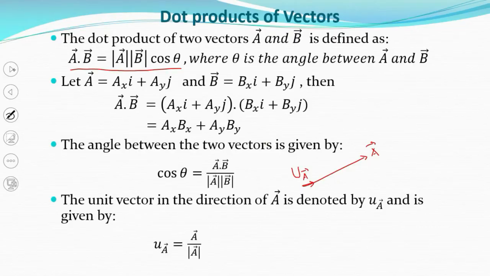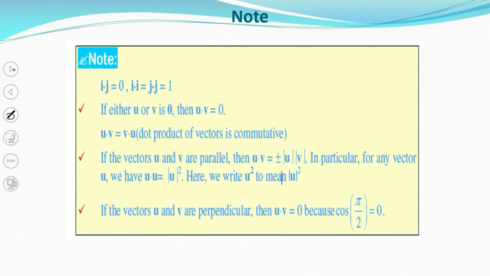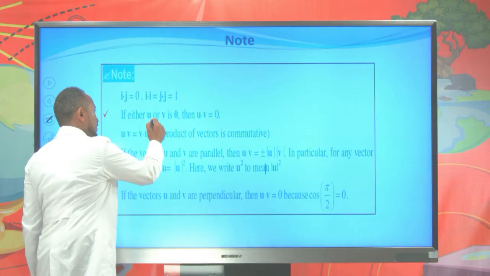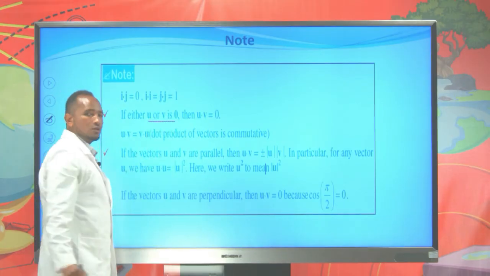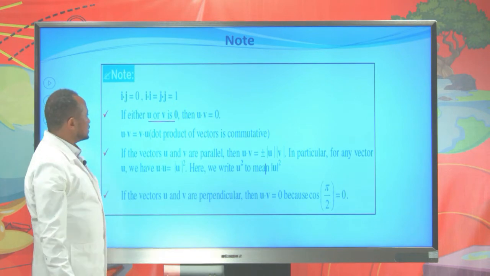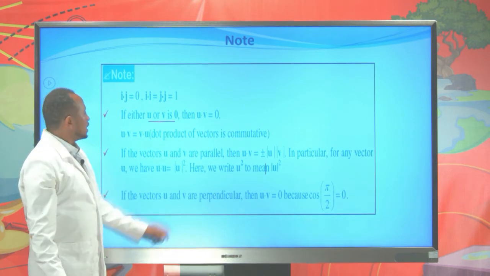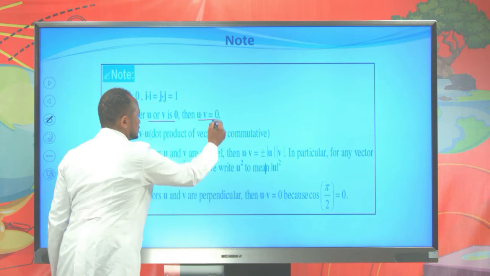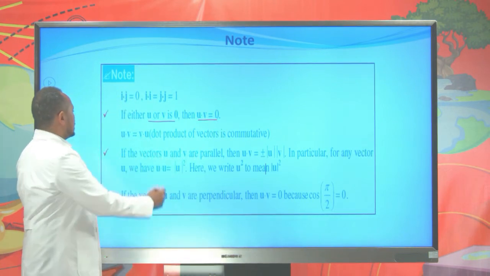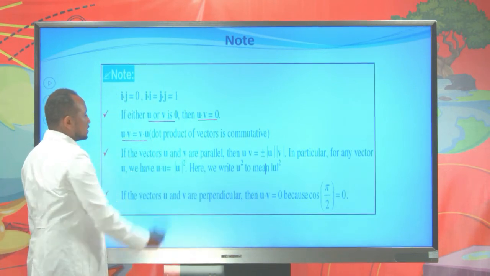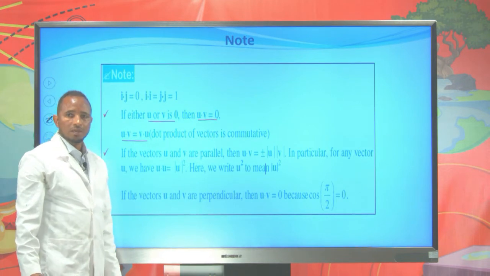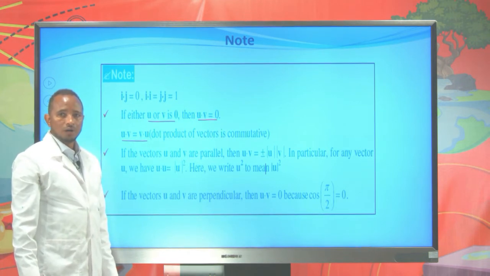Okay, now let's continue. The dot product of i with j is 0, and i with i, j with j gives you 1. If either u or v is 0, then the dot product will be 0. And the dot product is also commutative: u dot v and v dot u are equal.